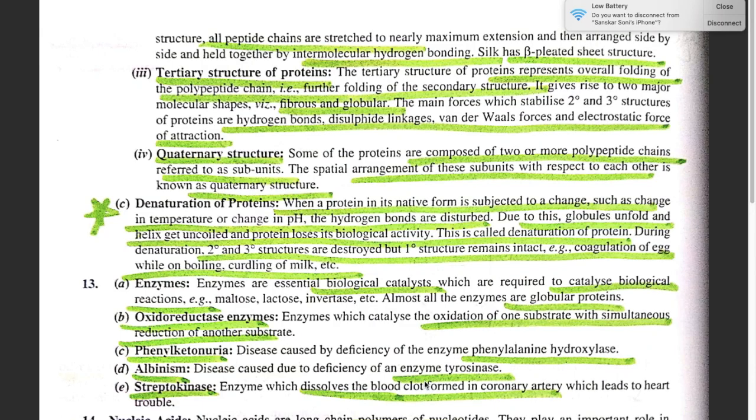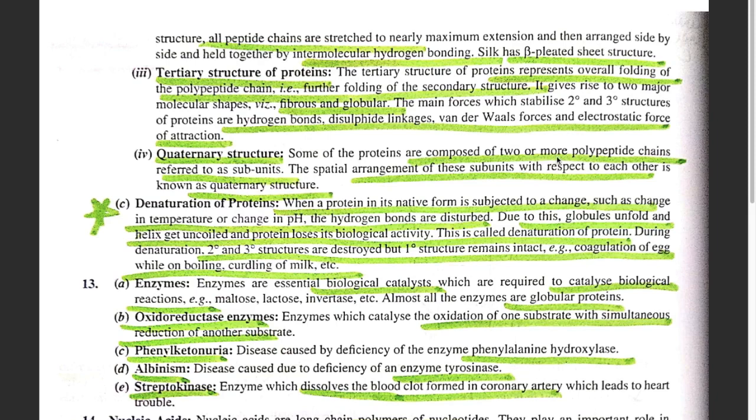Now let us study the tertiary structure of proteins. The tertiary structure of protein arises as a result of overall folding of the polypeptide chains, and the tertiary structure of protein is of two types, fibrous and globular. So tertiary structure arises as a result of folding of the secondary structure, and the forces which stabilize the secondary and the tertiary structures of proteins are the hydrogen bonds, disulfide linkages, van der Waals forces and electrostatic forces of attraction.